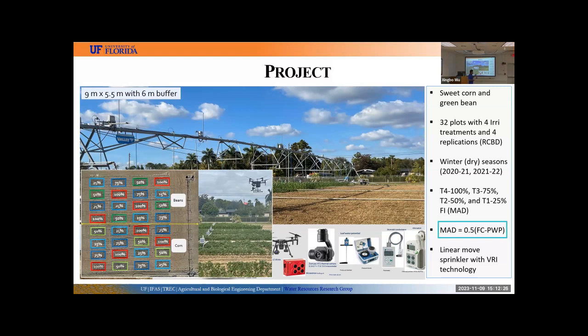And we had 4 irrigation treatments. Our irrigation treatments were 100%, 75%, 50%, and 25% of full irrigation. And we calculated full irrigation by considering the maximum allowable depletion, which is 50% of available water, which is the difference between field capacity and the permanent wilting point. For this research project, we used a linear move sprinkler irrigation system, which is equipped with variable rate technology. This technology gives the irrigation system the capability to distribute different amounts of water across and along the field.